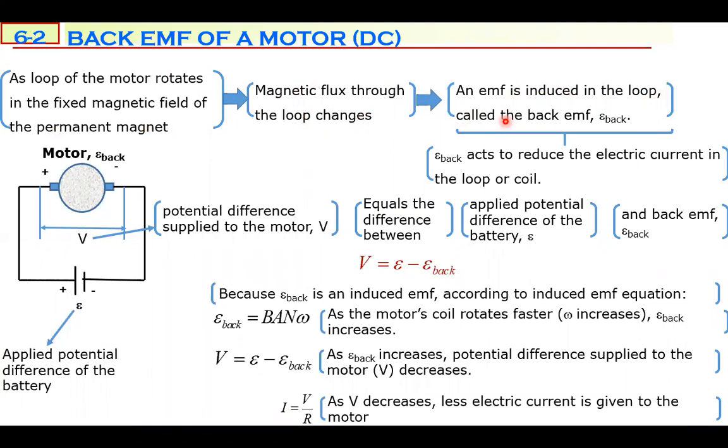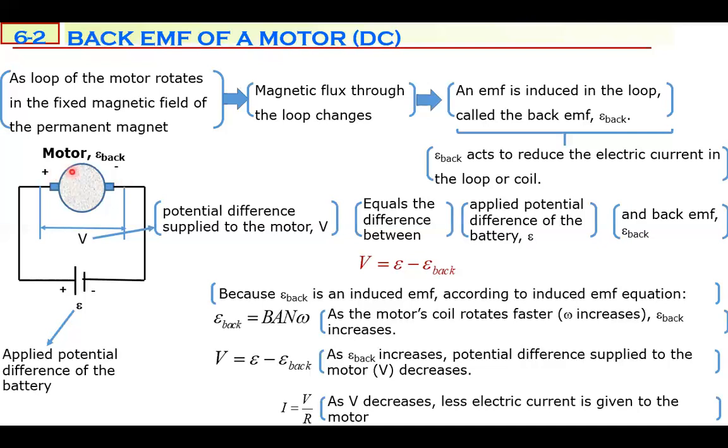It also induces an EMF. This induced EMF for a motor is called back EMF. In fact, this back EMF is the same as the induced EMF in a generator. The equations are the same, it's an alternating EMF. But it's called back EMF because it acts to reduce the electric current in the coil. So this is the motor. You are supplying this motor with some external EMF with positive and negative terminals, but the motor itself also behaves like a source of EMF with positive and negative terminals.